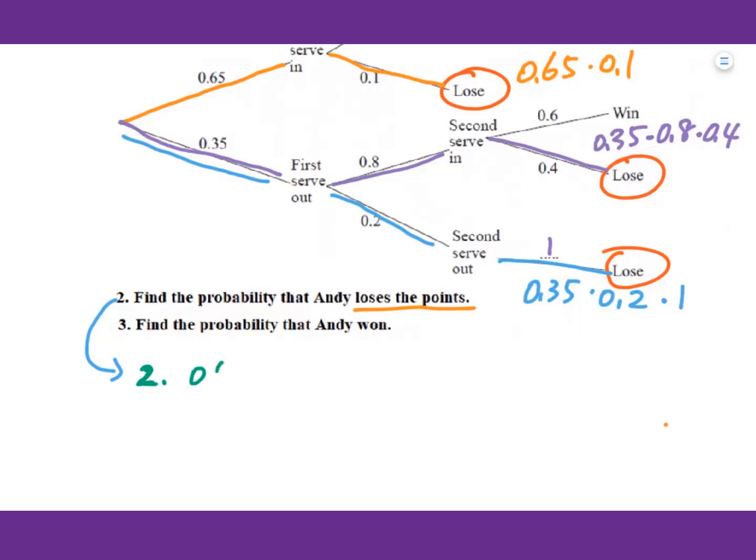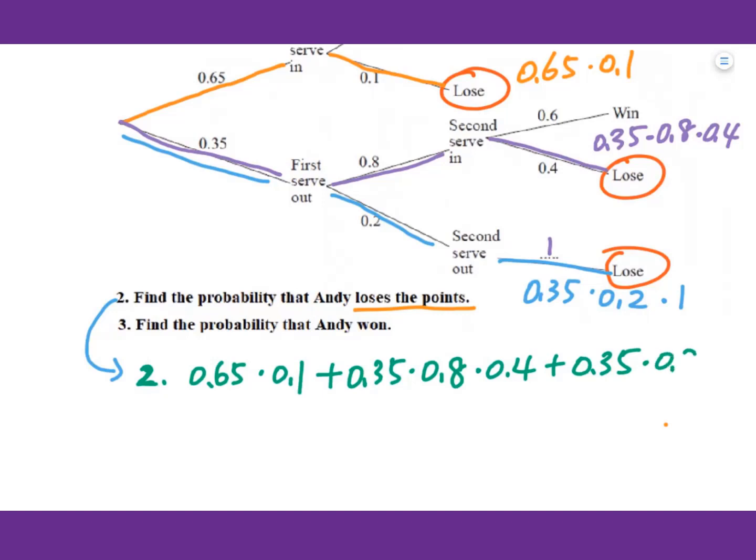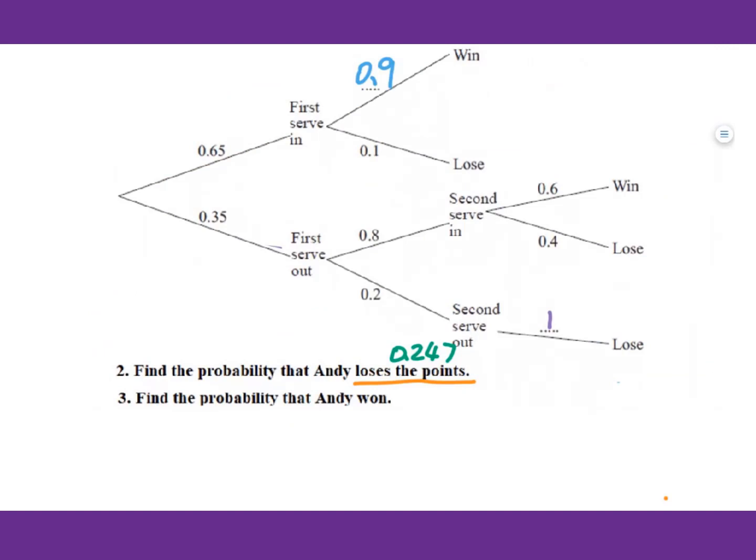You will get 0.65 times 0.1 plus 0.35 times 0.8 times 0.4 plus 0.35 times 0.2 times 1. Then we put into the calculator, you will get 0.247. Now let's go to number 3.